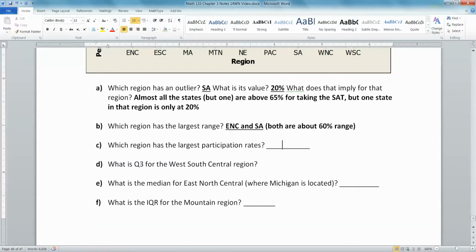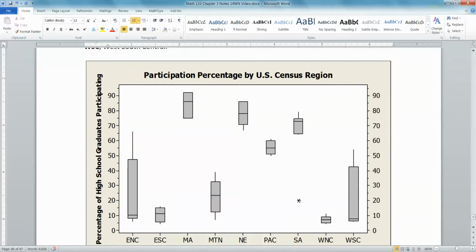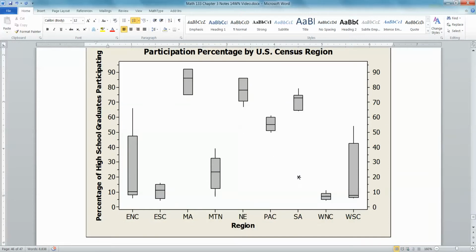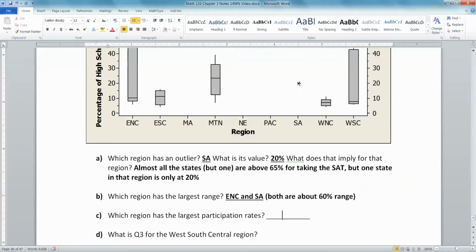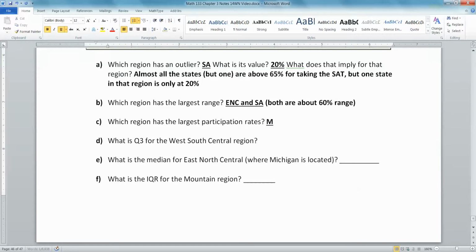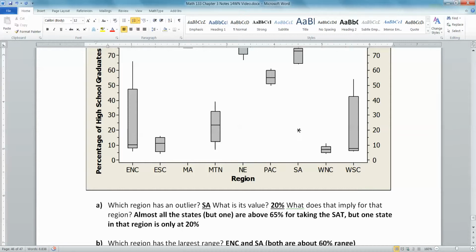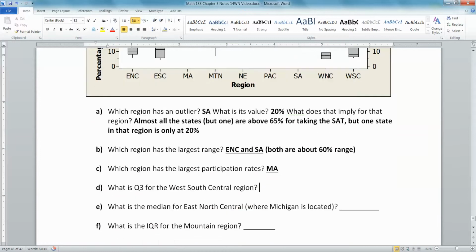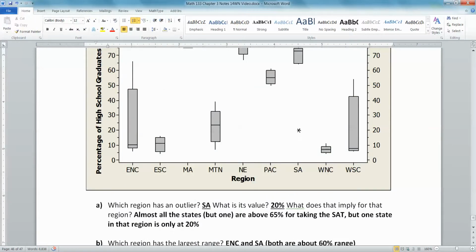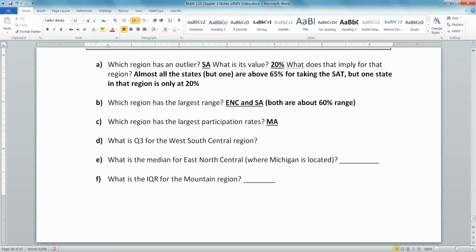All right, which region has the largest participation rates? Okay, well, that's obvious. That's MA, right? The Mid-Atlantic region. They're very high up there, right? So MA. What is the Q3 for the West South Central? Okay, so West South Central is over here. Now remember how it goes. Bottom of the whiskers is the min. First line is Q1. Second line is Q2. Third line is Q3. And the top of the whiskers is the max, right? So that Q3 is right there. That's what they want. So it looks like maybe 43 or so.